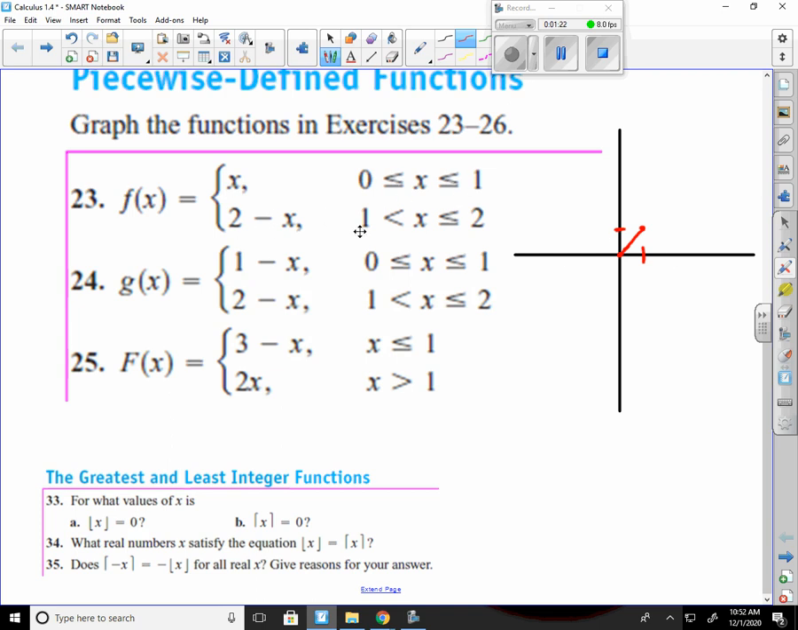Then going from 2 minus x, so if I do 2 minus 1 at 1, it is going to be the same spot. And coming out to 2, it's going to get closer and closer to 0. So when I put 2 in, your point is going to be 0, your y. So that's what our graph should have looked like for 23.